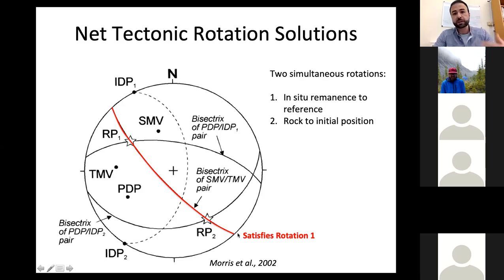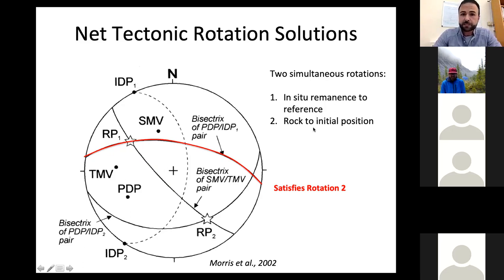Because we have to satisfy also simultaneously another rotation, which is bringing back the rock to its original position. To do that, again, we need another rotation axis, which brings this pole either there or there. And again, the rotation pole that brings this pole to that direction is along the bisectric plane, which is this red line. So also here you have infinite solutions of the rotation pole that can perform that rotation.